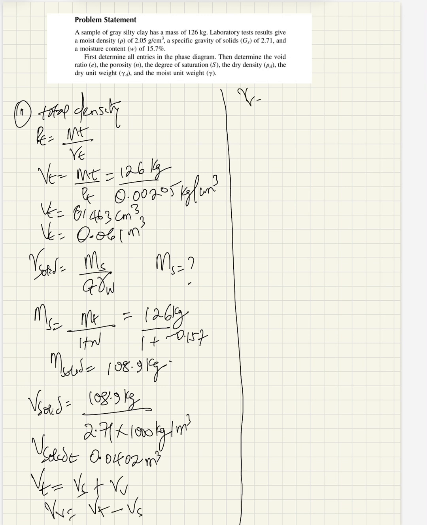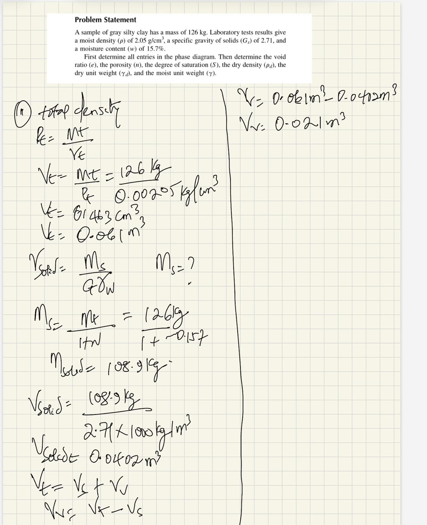So volume of void equals, total volume is 0.061 meter cube minus volume of solid 0.0402 meter cube. So 0.061 minus 0.0402. So volume of void equals 0.021 meter cube.